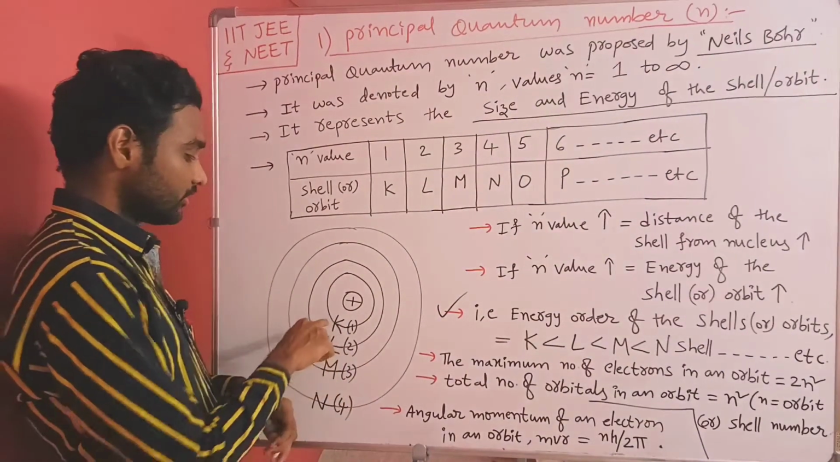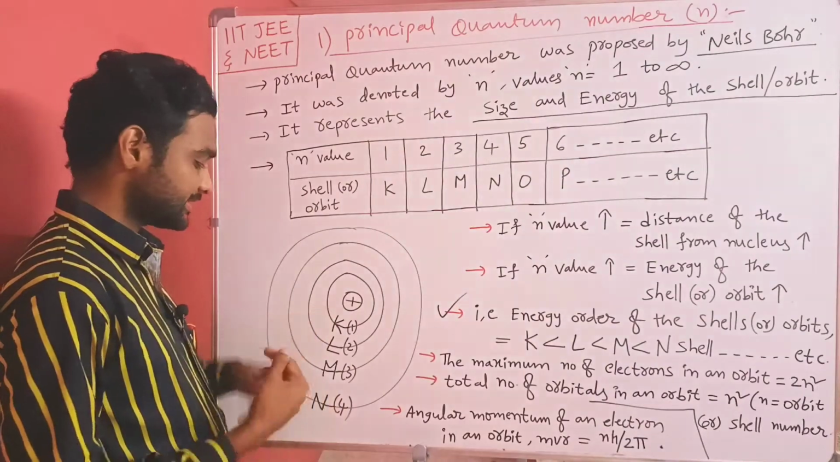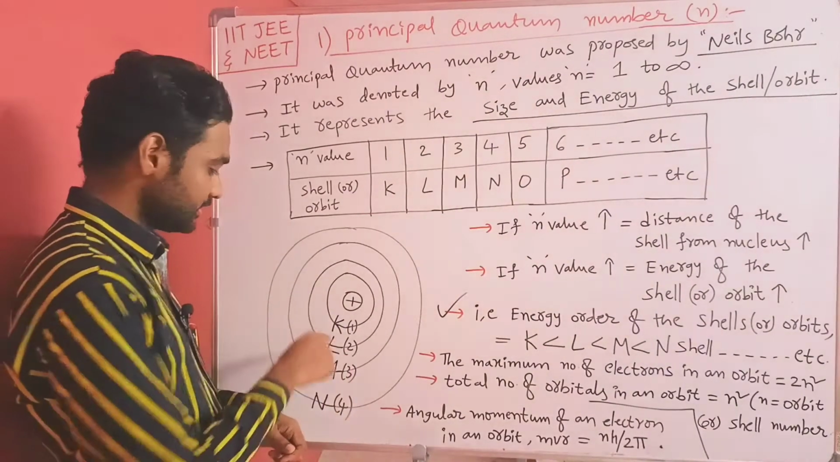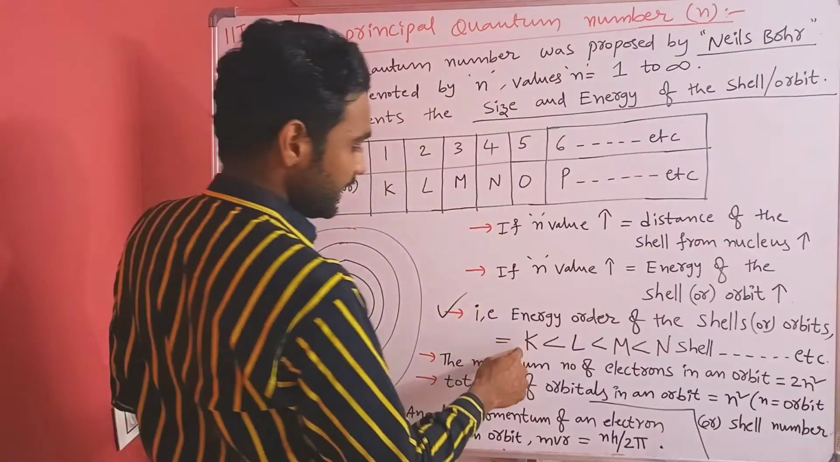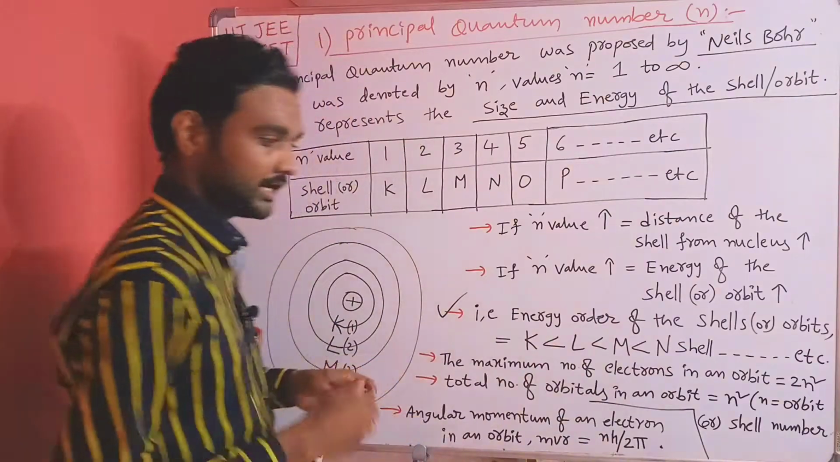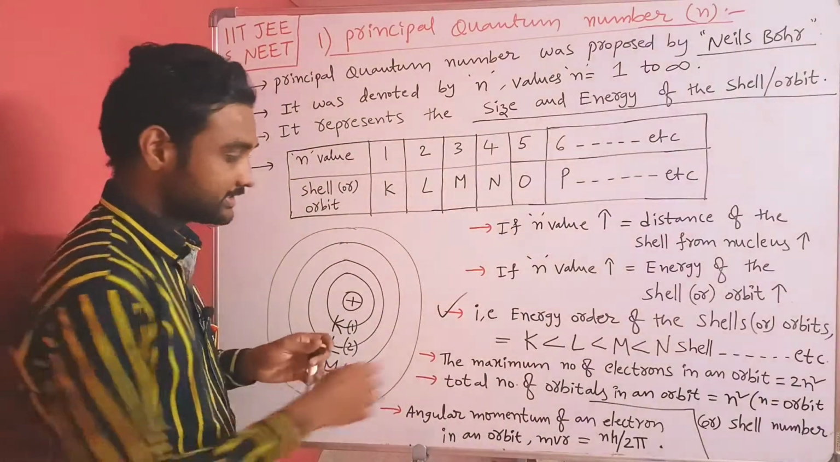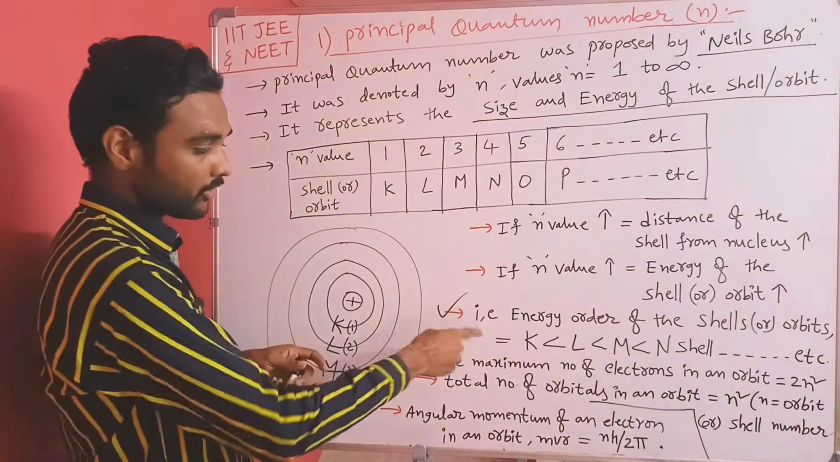What is the order? Now K shell has less energy, L shell has more energy than the K shell, M shell has more energy than the L shell, N shell has more energy than the M shell. Now the order is K is less than L is less than M is less than N shell and so on, etc. Okay, this is the order. This shell energy order I have to remember properly.